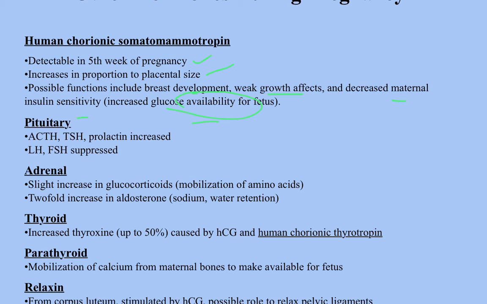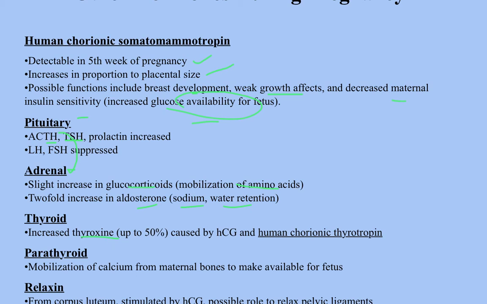From the pituitary gland, you have adrenocorticotropic hormone, which is going to cause the release of adrenal hormones, which will allow you to mobilize amino acids, glucocorticoids, and aldosterone to cause sodium and water retention, which will increase your blood volume, which is going to be needed. Also from the pituitary gland, you're going to have increased TSH, or thyroid stimulating hormone, which is going to increase thyroid hormones, because you're increasing not only your own basal metabolic rate, but you have the basal metabolic rate of the baby to consider as well.